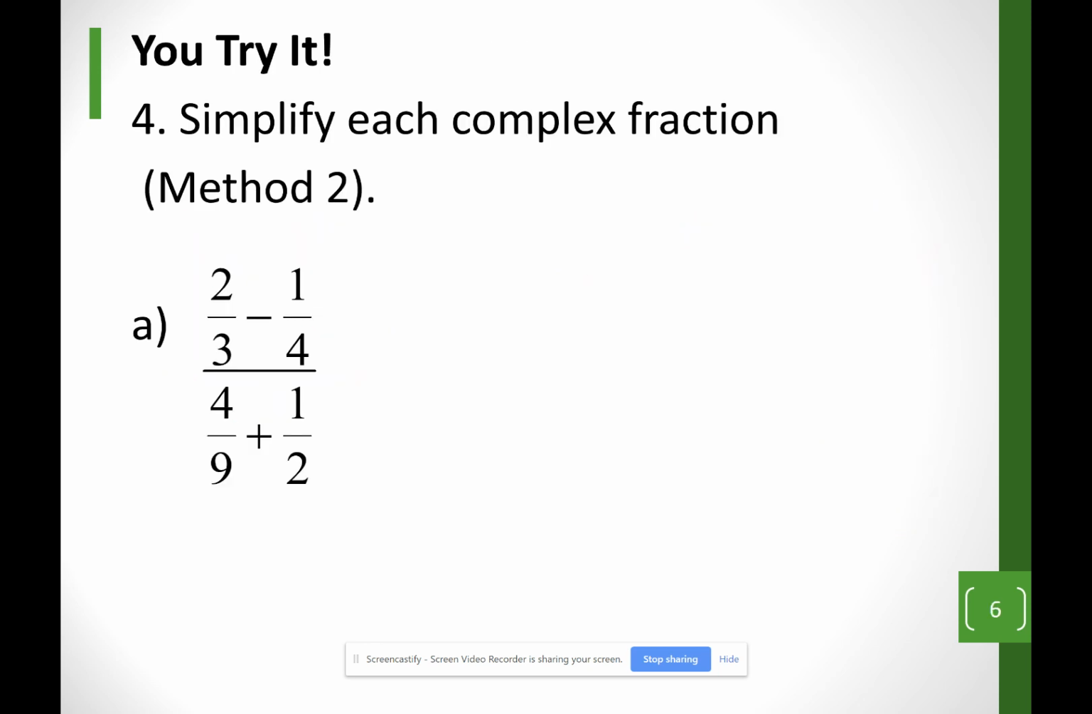Looking at this other one, looking at my denominators, 3, 4, 9, and 2, and I ask myself, which one's the least common denominator? Which one's the smallest number they all go into? And I'm going to have to say 36 as well. Okay, so multiplied everything by 36.